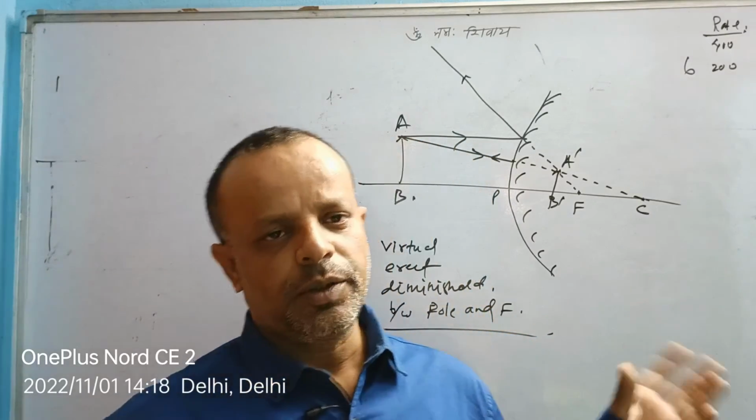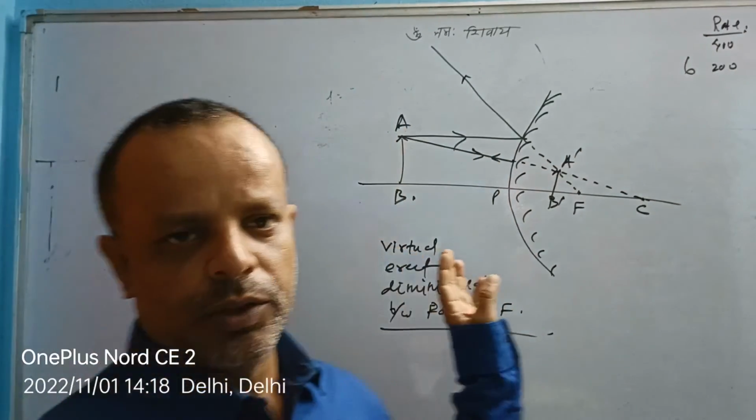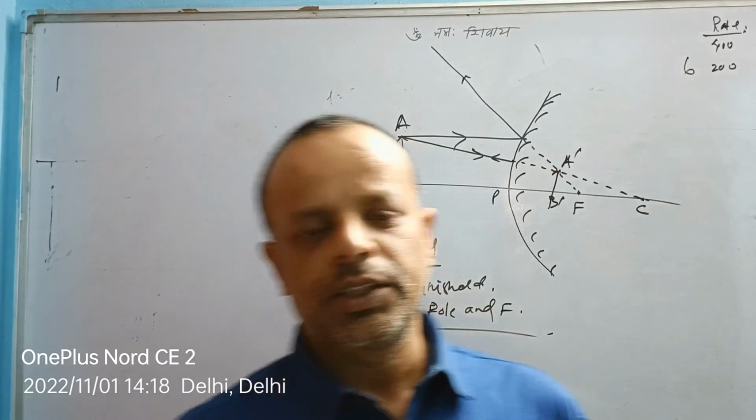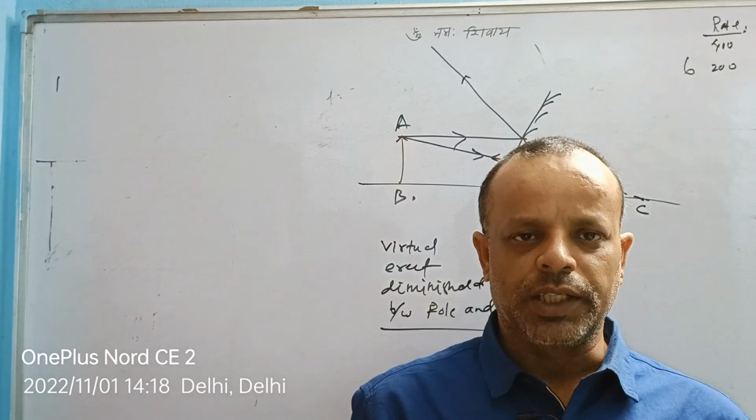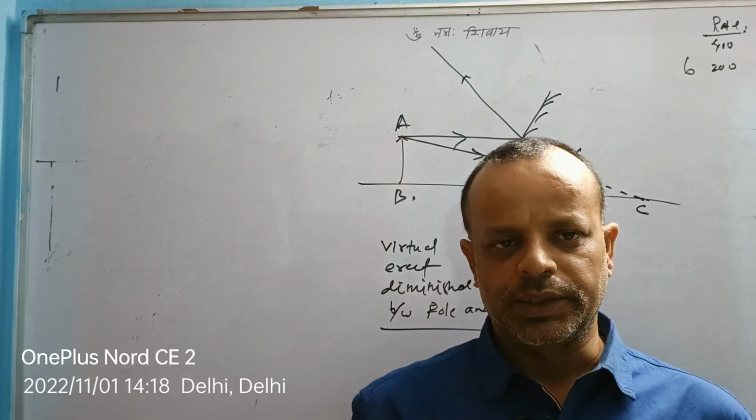These are the various ray diagrams you are supposed to know for appearing in the class 10th physics exam, and these relate only to concave and convex mirrors. We'll meet in the next class about lenses. Thank you.